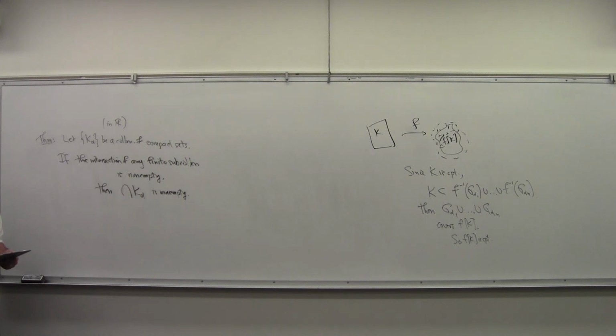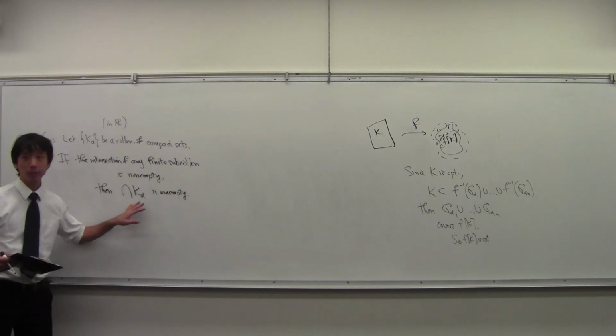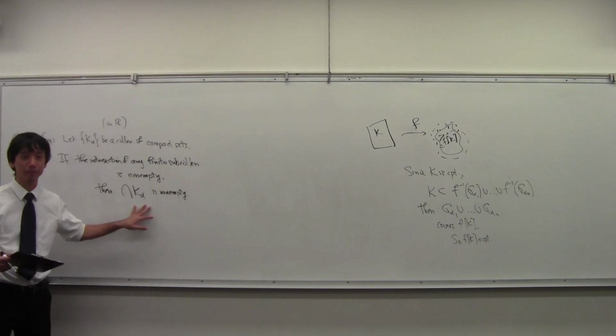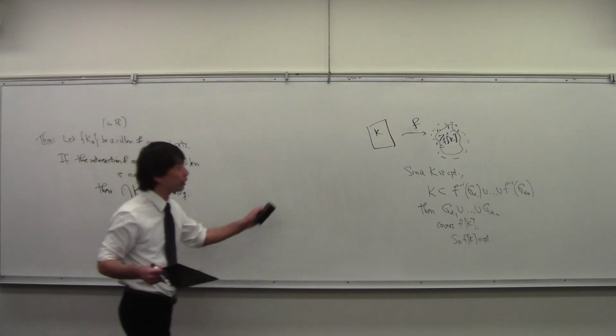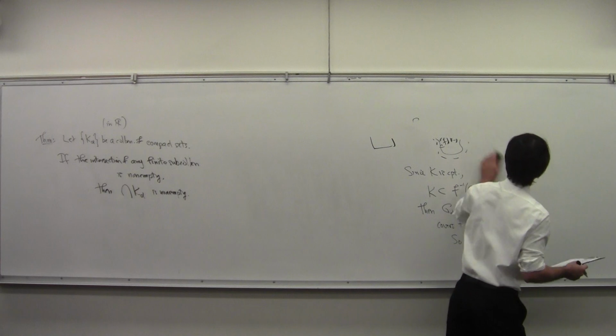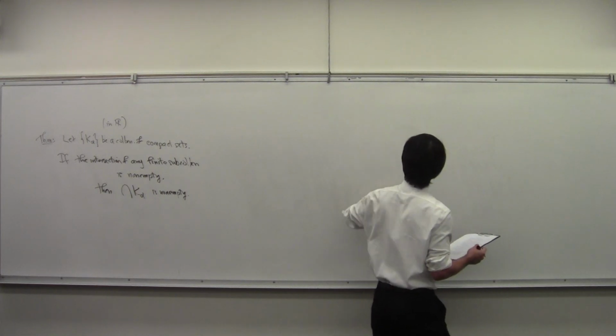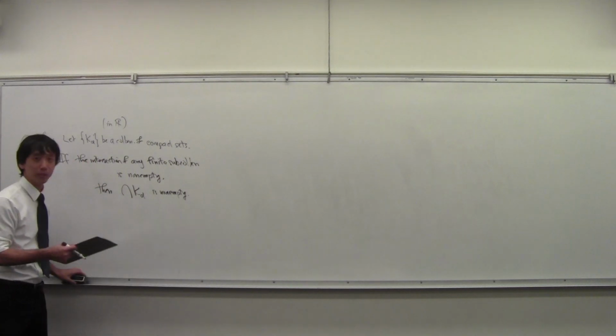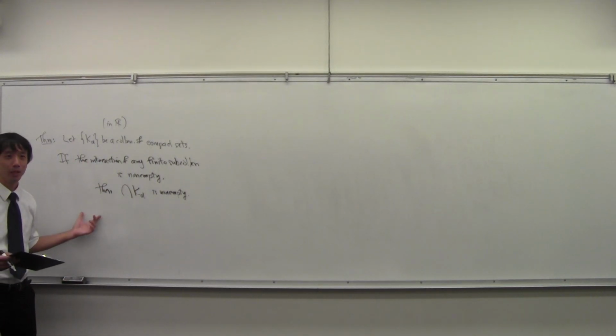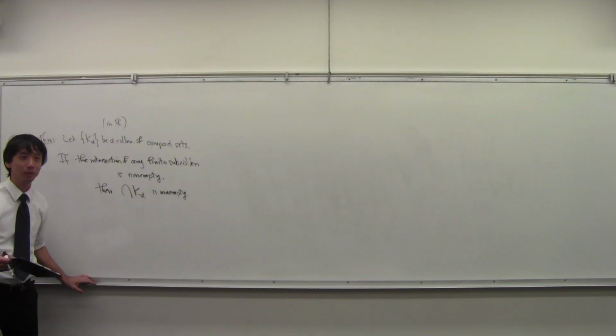The intersection of any finite subcollection is non-empty, then the intersection of all of them is non-empty. This should be a little bit reminiscent of something you did earlier. Does this remind you of anything? You've got a bunch of sets. Whenever you intersect them, you get something non-empty. The intersection of all of them is non-empty. Do you remember we did some problem like this earlier?